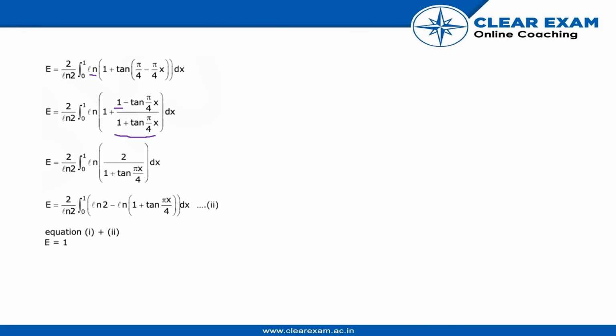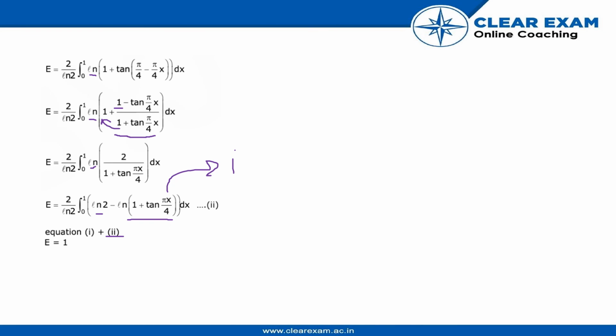Now we have ln over here on both sides, as you can see, and when we simplify this enough, we multiply it on the 1, we simplify, we get 2 in the numerator, and we have this in the denominator. Now what we get is this term, and we can write by the logarithm rule that ln of a by b is ln of a minus ln of b. So ln of a is ln of 2 minus ln of b, which is ln of 1 plus tan pi x by 4. As you can see, this is the same equation that we used in 1.